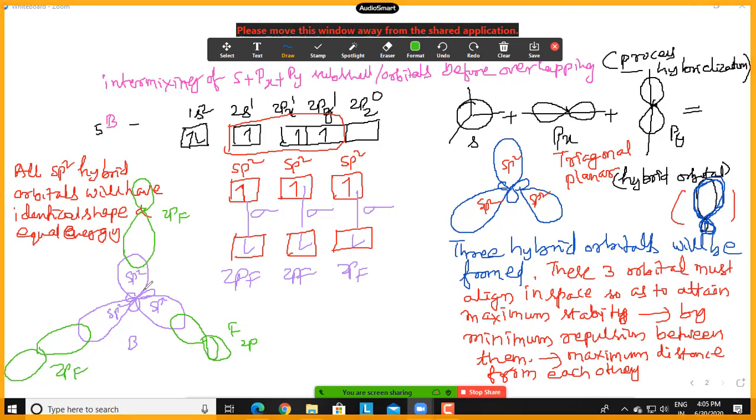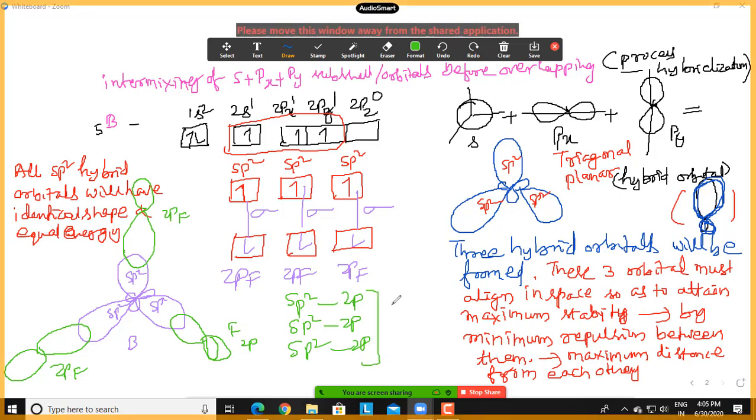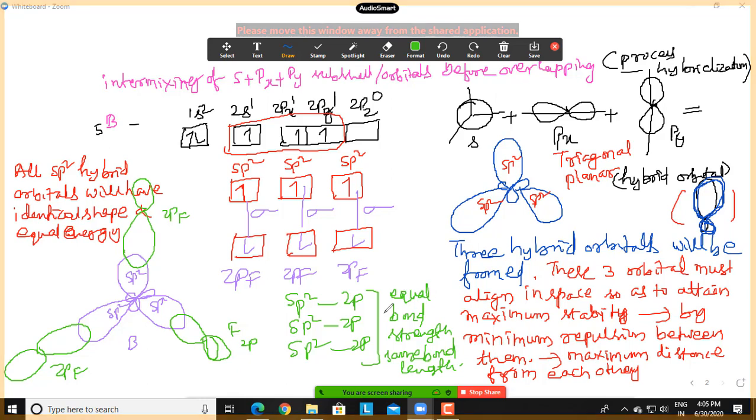So they will overlap. If they overlap, all the overlappings are sp2-2p. All three are sp2-2p. So if this is the case, all three will have equal what? Bond strength. They will have equal bond strength and the same bond length.